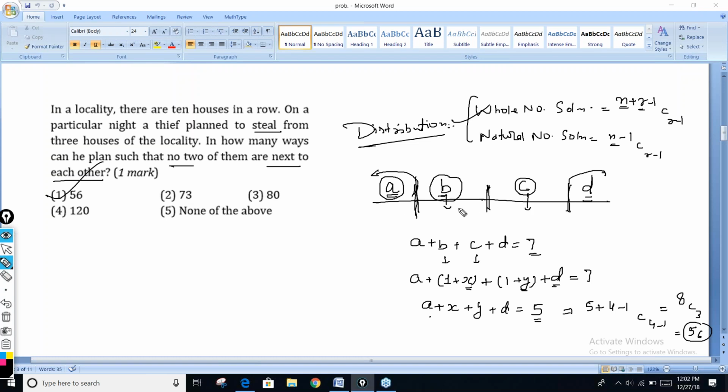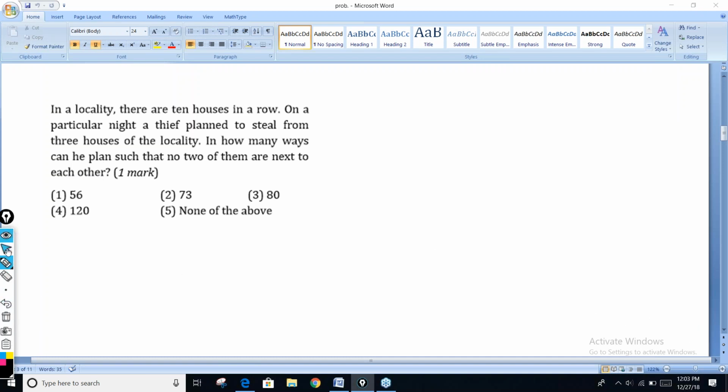So I'm sure this is nothing new. If you have done PNC earlier, that is a commonly asked question like this. No two houses should be consecutive. So there should be at least one house, at least one house. There may not be any house, there may not be any house. So A and D can be 0, but B and C should be at least 1. So we replace with at least 1 and then get the solution. Done? Next one.